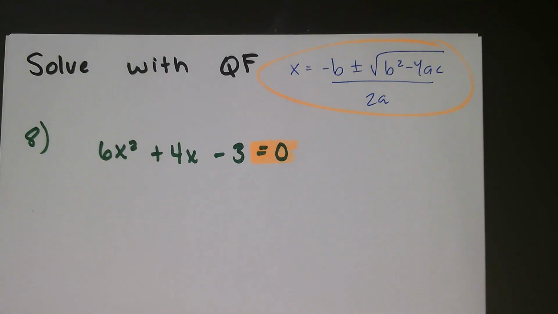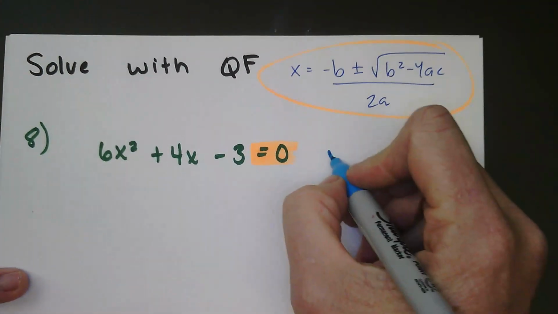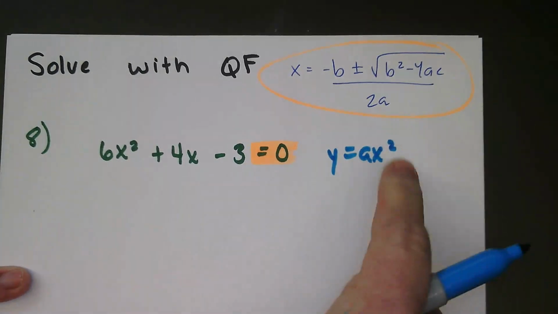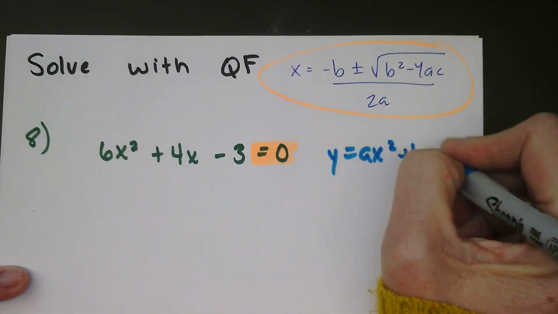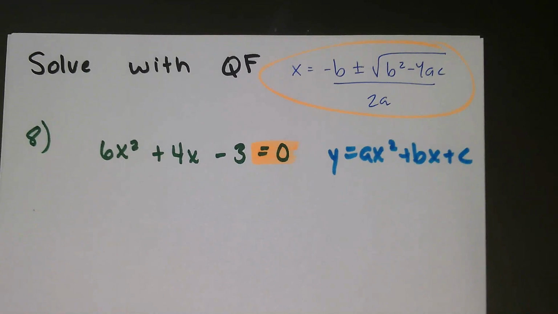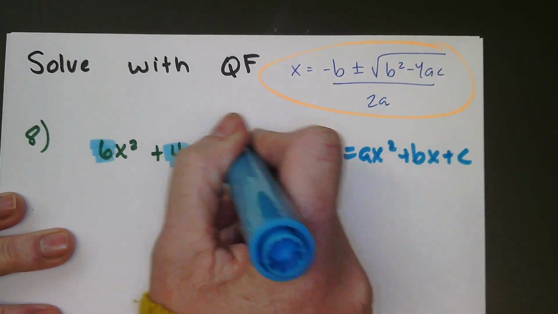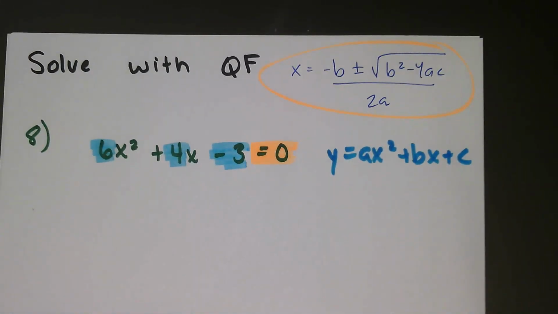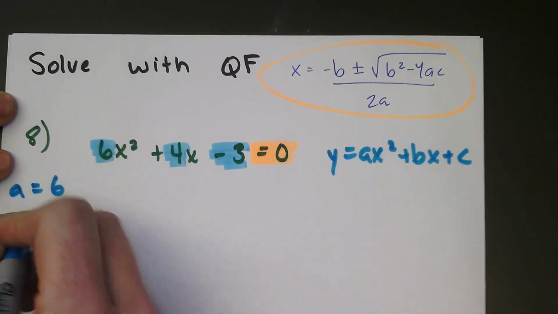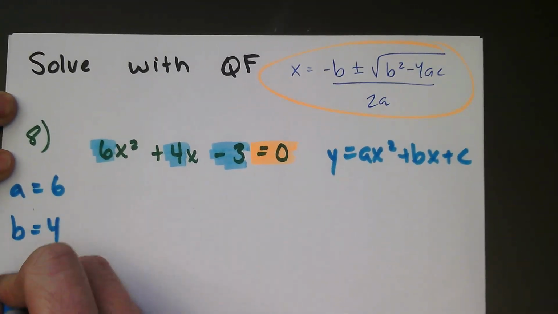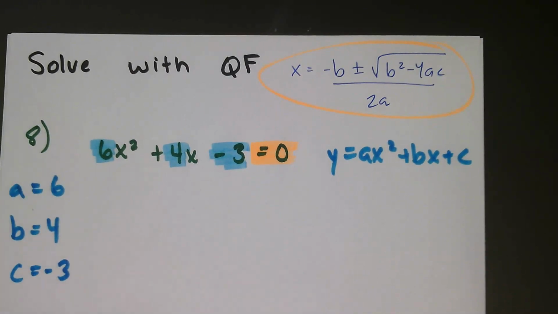So that's going to give me a very clearly defined a value, because that's in front of the x squared, plus bx plus c. The b is in front of the x, and the c is the constant. So if I look at this, I got my a value, my b value, and my c value. So it's really important that I correctly pull those out. A is 6, b is 4, and c is -3.